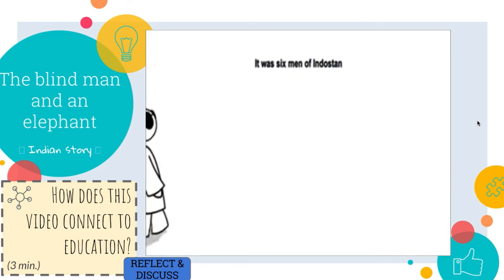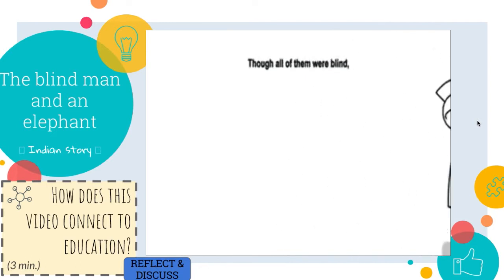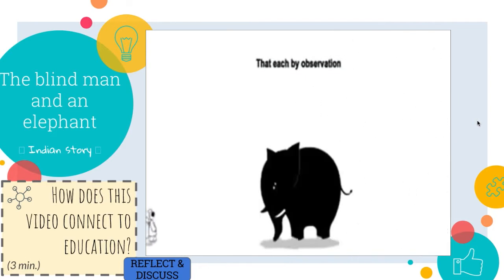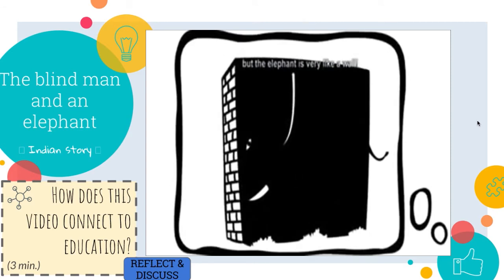It was six men of Hindustan, to learning much inclined, who went to see the elephant, though all of them were blind, that each by observation might satisfy his mind. The first approached the elephant, and happening to fall against his broad and sturdy side, at once began to bawl, "God bless me, but the elephant is very like a wall."